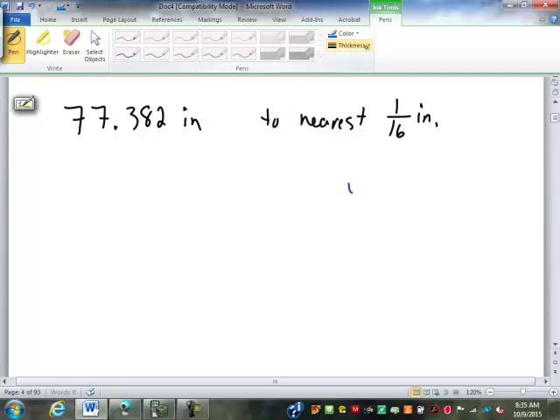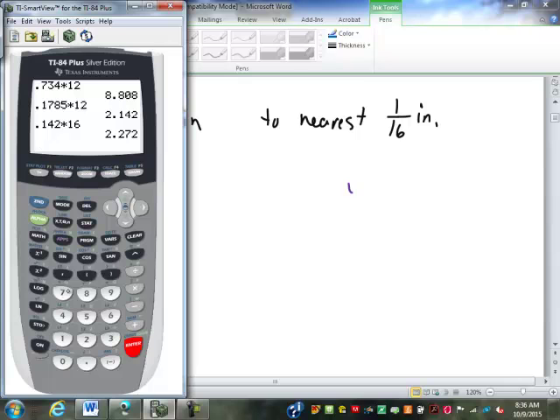Well, now the first thing I have to do is convert this into feet. To do this, in order to avoid some serious round-off errors, we're going to have to get good at working with our calculator. There are some ways around that, but the best way is just to keep things in our calculator. So 77.382.